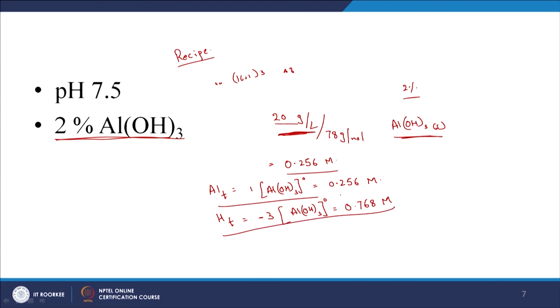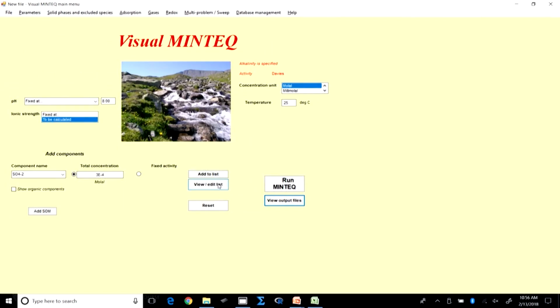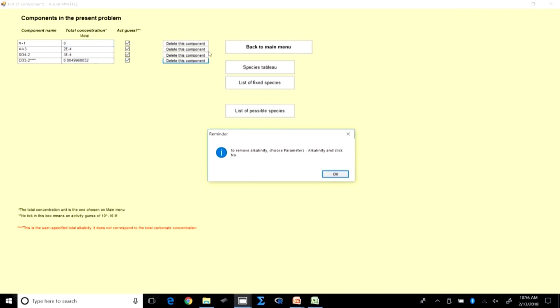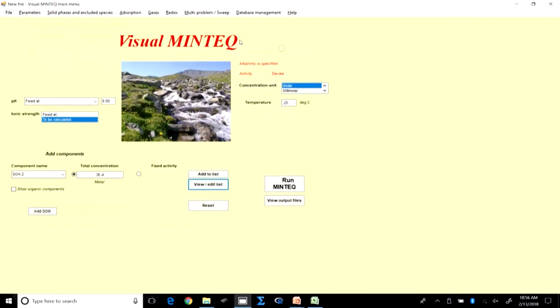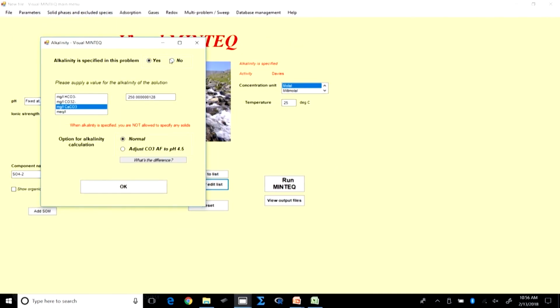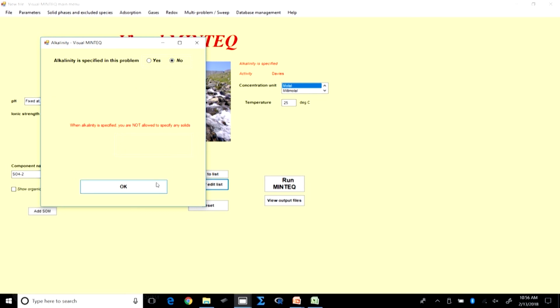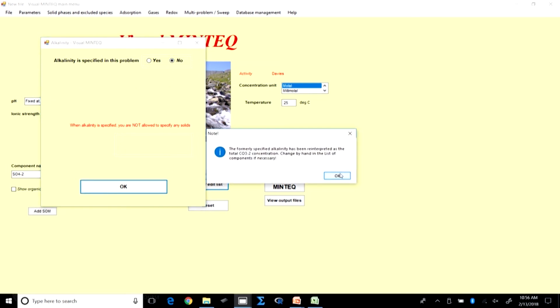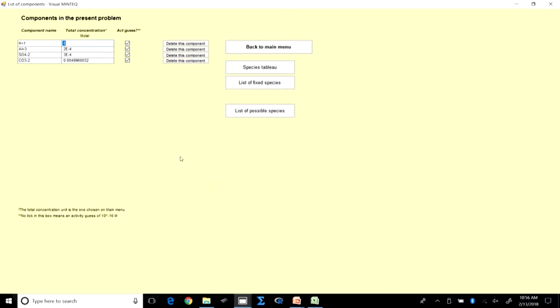So H total and Al total, I have that, and I know that the pH is 7.5, but if I am plugging this in, I don't need to put in H total here. So I am going to plug this value and also assume that the solid is Al(OH)3 solid. So I am going to vMinTech, back to input menu, view edit list and delete alkalinity. Back to main menu, parameters, specify alkalinity and no. Sometimes I might need to restart vMinTech, otherwise it's going to mess up the relevant equation, and SO4.